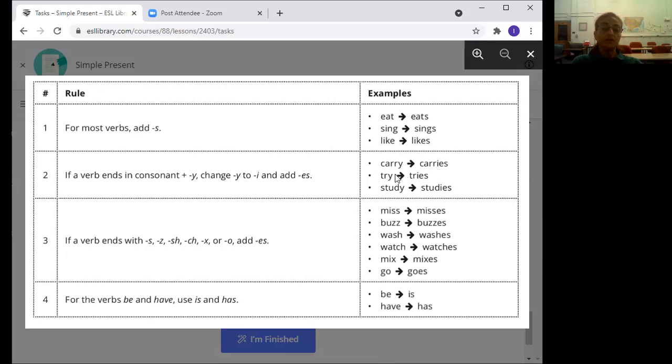C-A-R-R-I-E-S, or try, same situation. We have an R before Y, which is a consonant, so we spell tries, she tries, or he tries, as T-R-I-E-S. And same thing for study, right? D is a consonant, so we change Y into I, and then we add ES.